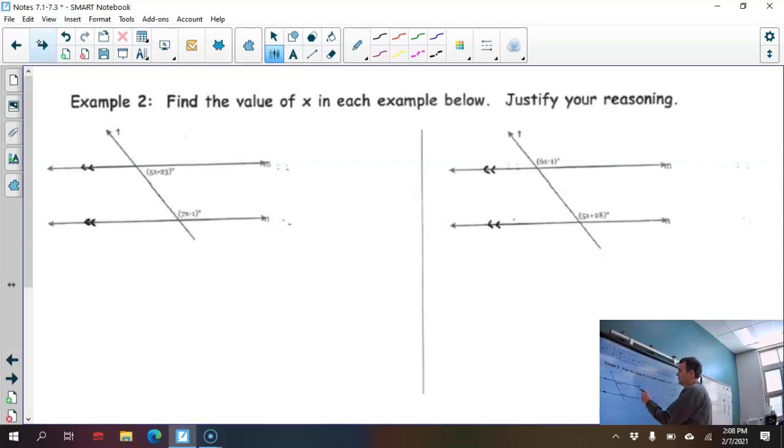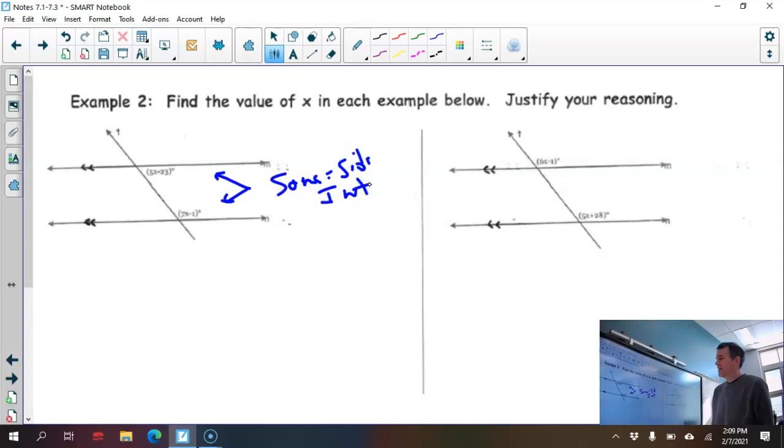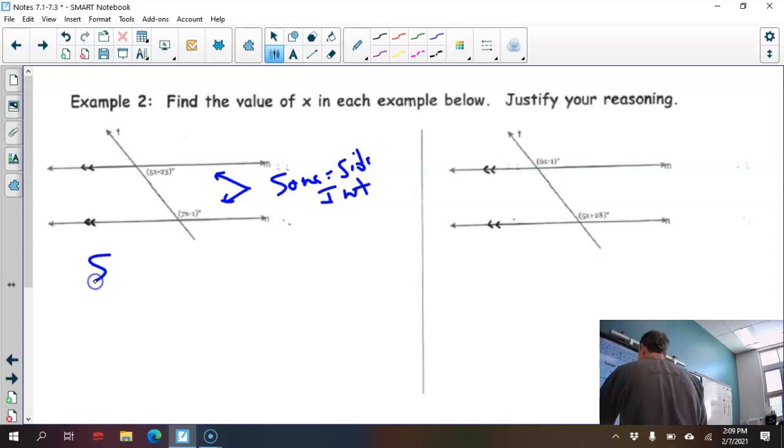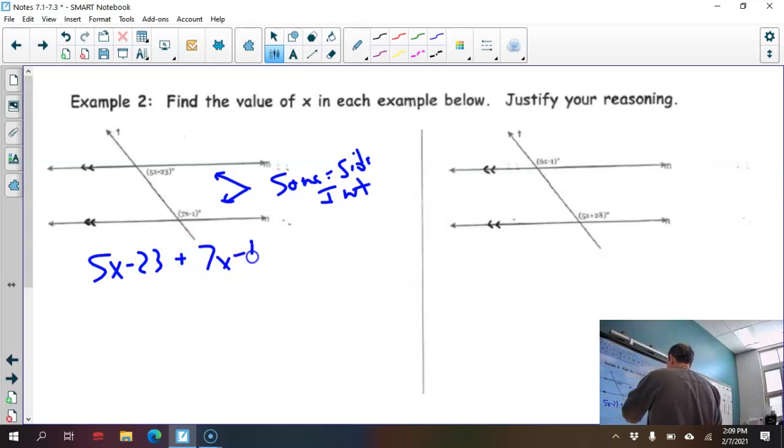So the first thing you'd want to recognize here is what type of angles these are. Well, these two angles are same side interior. And so what is the relationship you know? Well, from the front of the notes, you know that same side interior angles add up to 180. So 5x minus 23 plus 7x minus 1 equals 180.